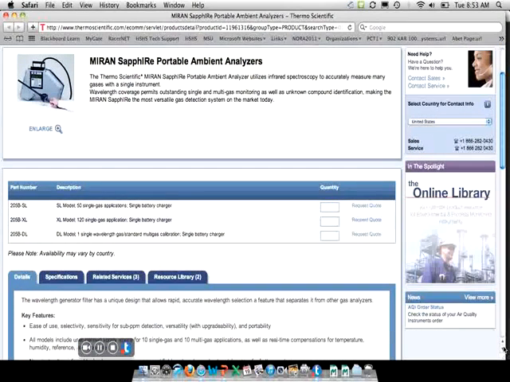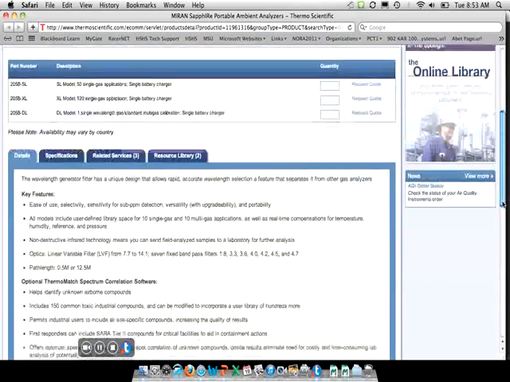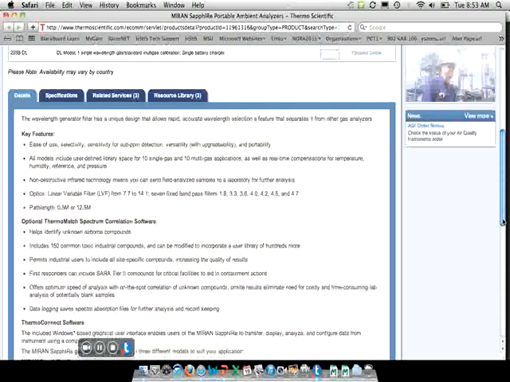I'll just read the little description on this. This is a Moran portable IR analyzer. Wavelength coverage permits outstanding single and multi-gas monitoring as well as unknown compound identification, making the Moran Sapphire the most reliable gas detection system on the market today. And there are certain advantages to doing this. It can pick up a wide range of different chemicals. It says here 100, 150.